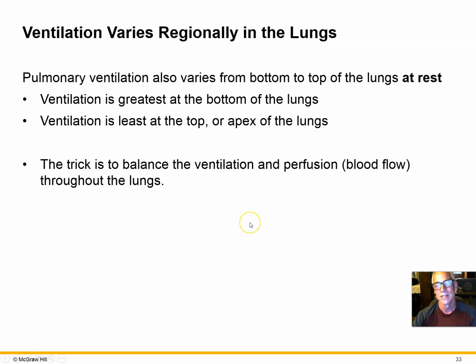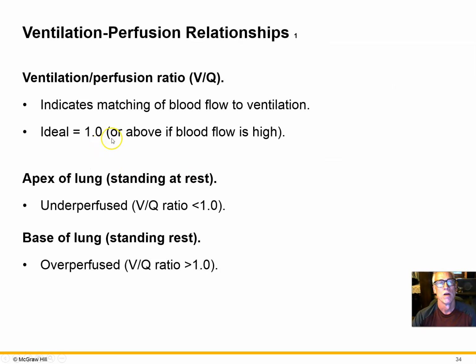What we'd like to see is a balance between perfusion, blood flow, and ventilation, good oxygen delivery, so that we can get plenty of oxygen into all the blood. That's called the ventilation-perfusion ratio. And the ideal would be 1, an equivalent amount of blood flow and oxygen delivery so that we can fill the blood up with oxygen easily as it passes through the lungs.